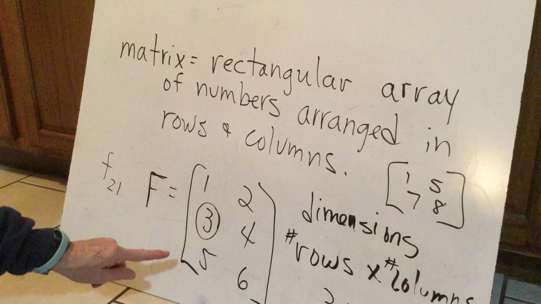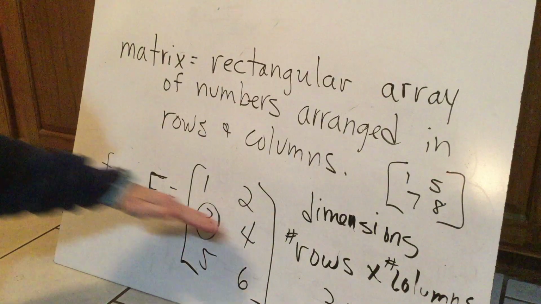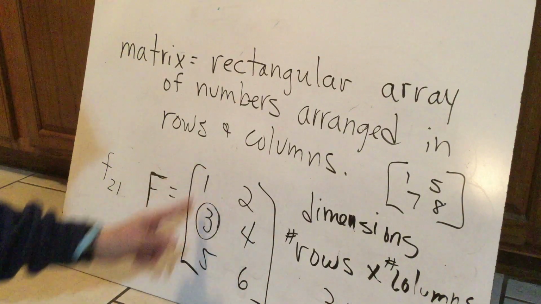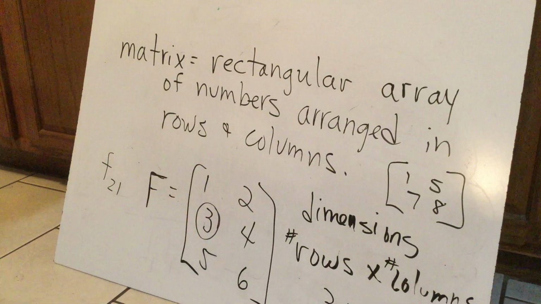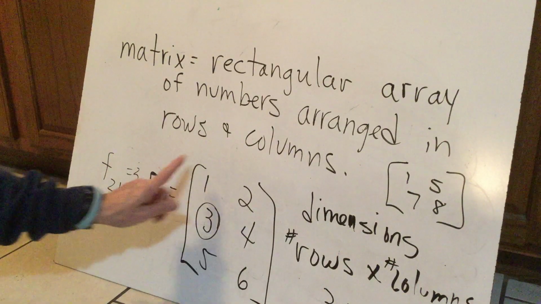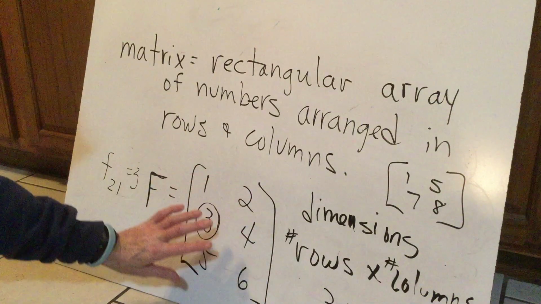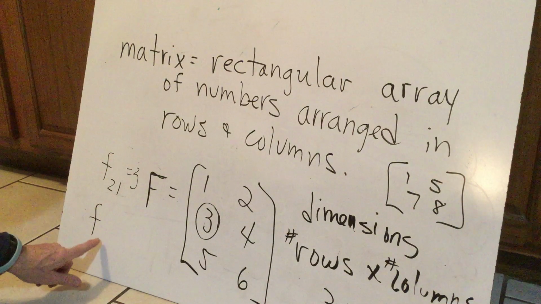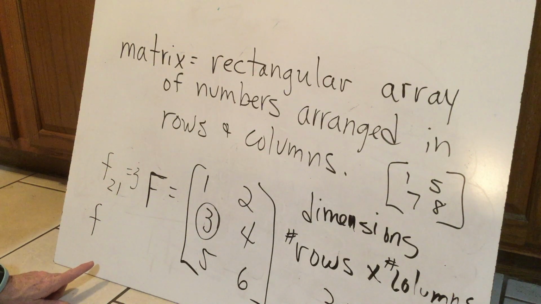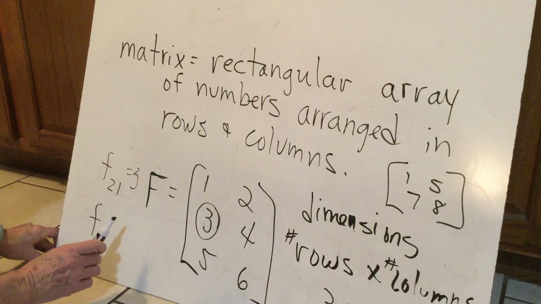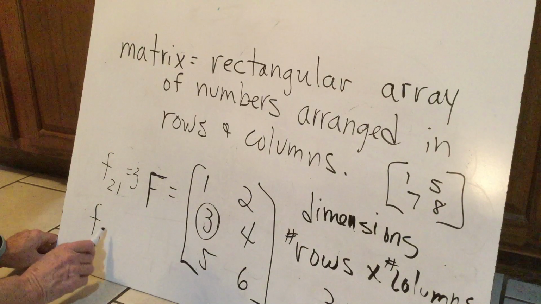So if I go to matrix F, rows go this way. So the second row is right here, and the first column is right here. That would be the number 3. If I want to talk about any entry in this matrix, I'm going to use a lowercase f, and then I'm going to put a subscript on it to indicate its position in the matrix. So let's have you try this one. What about this?